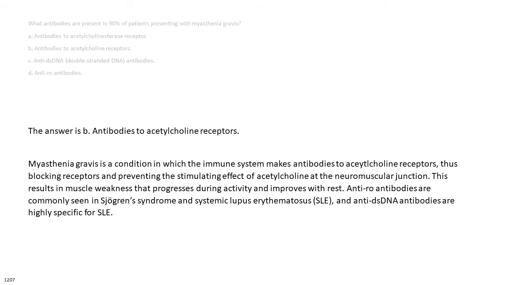Myasthenia gravis is a condition in which the immune system makes antibodies to acetylcholine receptors, thus blocking receptors and preventing the stimulating effect of acetylcholine at the neuromuscular junction. This results in muscle weakness that progresses during activity and improves with rest. Anti-Ro antibodies are commonly seen in Sjögren's syndrome and systemic lupus erythematosus, SLE, and anti-dsDNA antibodies are highly specific for SLE.